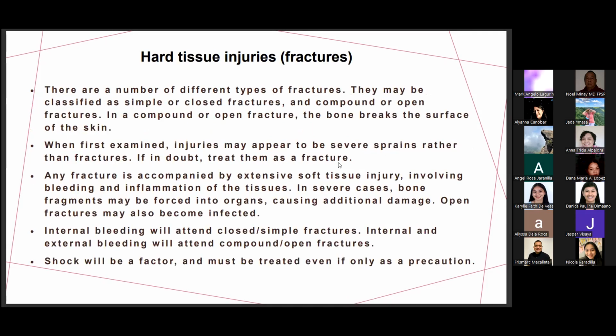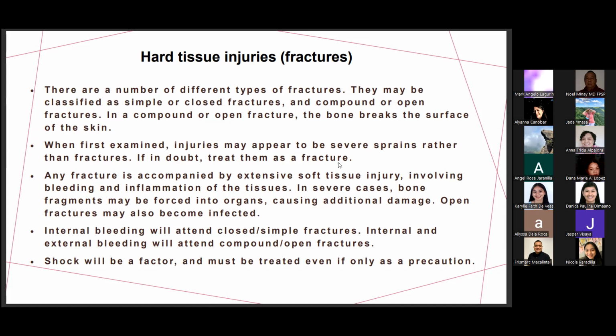Next is hard tissue injuries or fracture. There are a number of different types of fracture. They may be classified as simple or closed fracture and compound or open fracture. In a compound or open fracture, the bone breaks the surface of the skin. When first examined, injuries may appear to be severe sprain rather than fracture. If in doubt, treat them as a fracture.